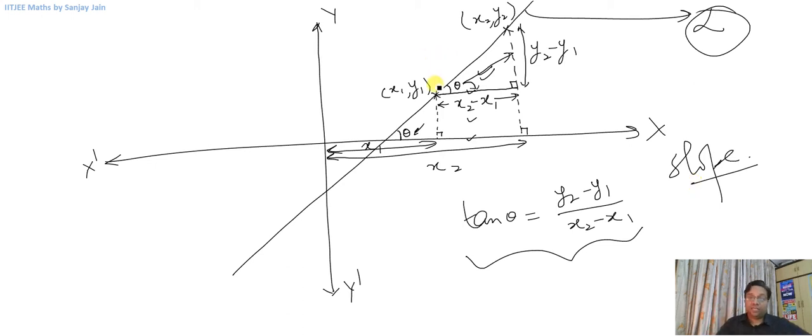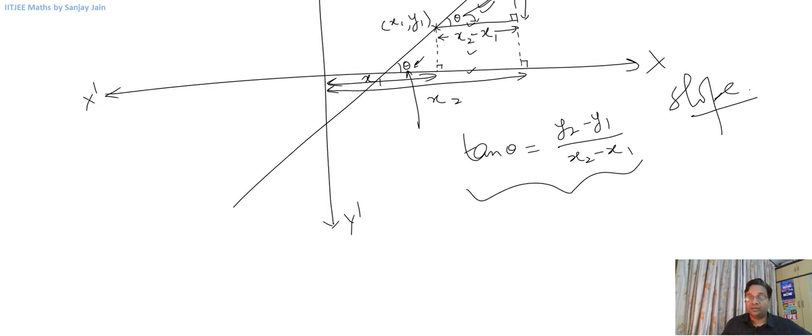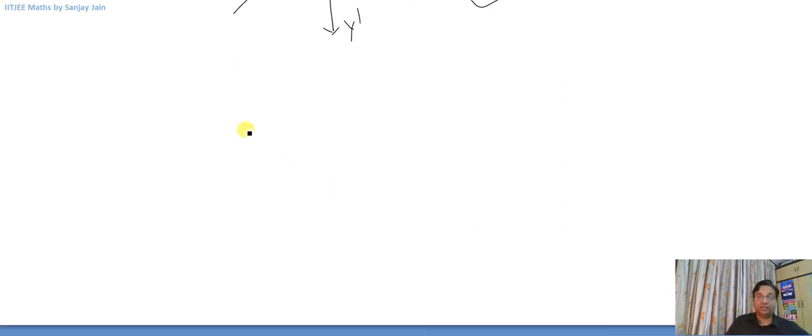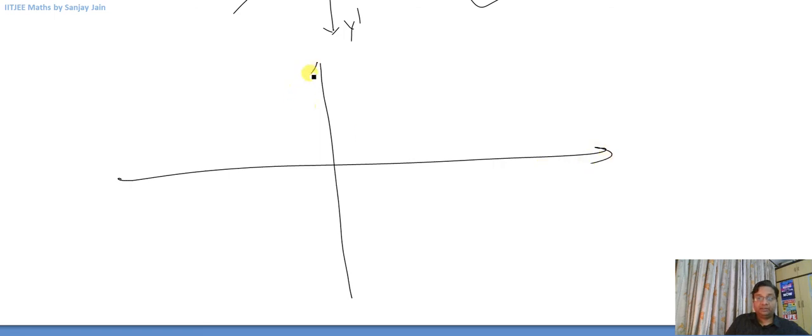Now this was a line making an angle which was acute with the positive direction of x-axis. We may have a situation when this line, because there can be another scenario. Let us say I've got this coordinate axis, right? And this is the line that I'm talking about this time.